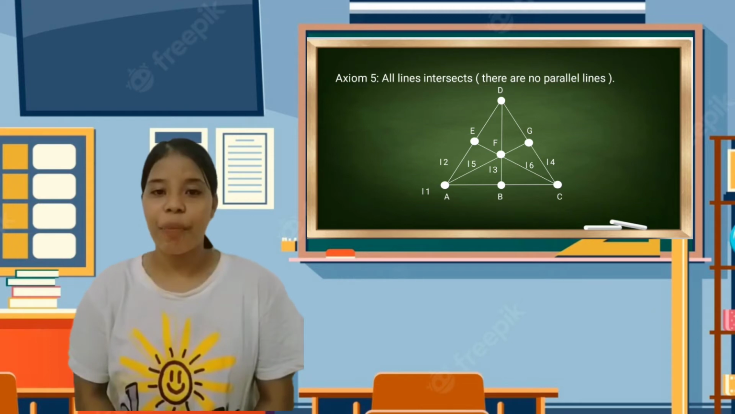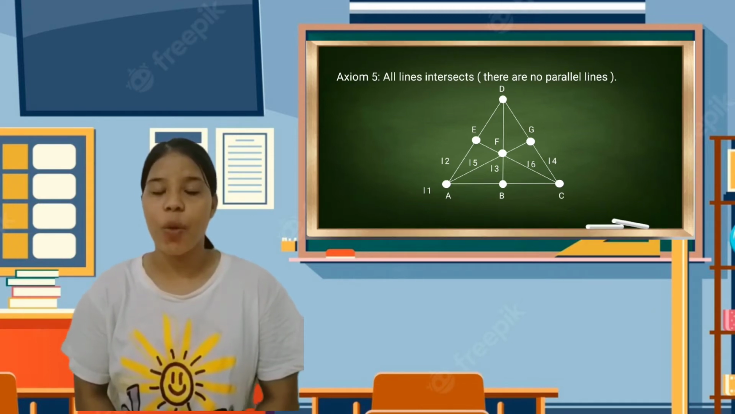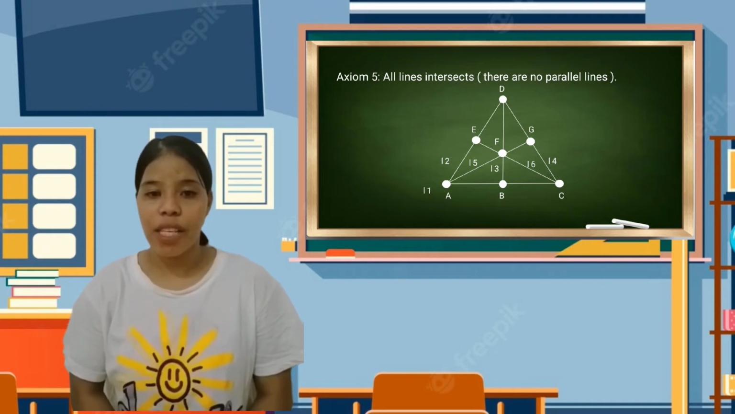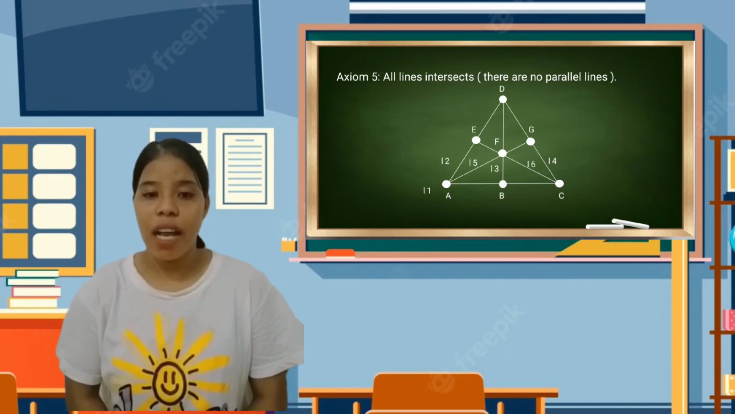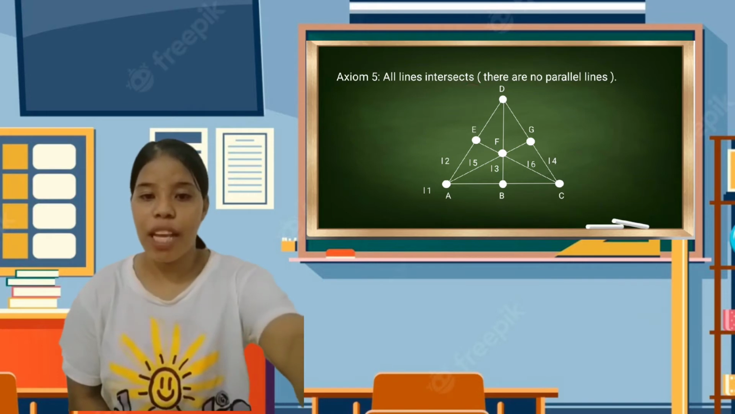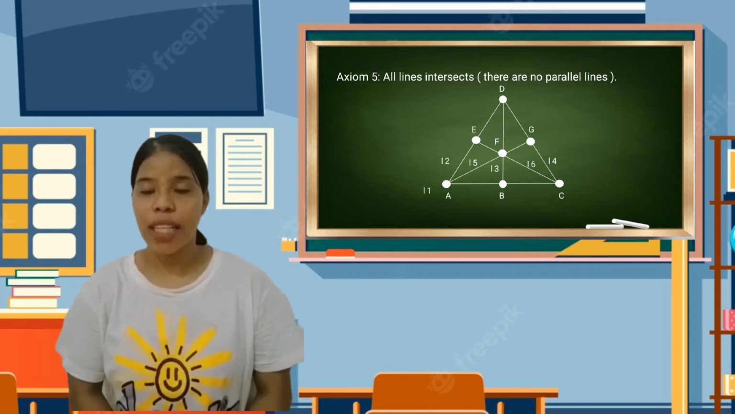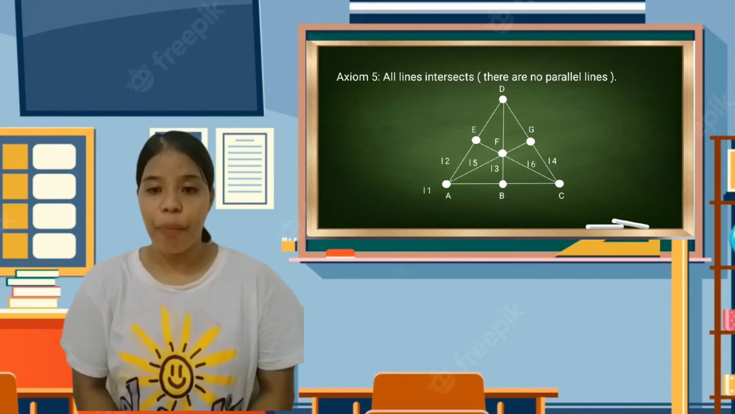So in axiom 5, all lines intersect. There are no parallel lines. In axiom 5, there is no line that does not intersect. As you can see, line 1 and line 2, the intersection is point E, and line 6 and line 4, the intersection is point C. Line 2 and line 4, the intersection is point D. So as you can see, there really are no parallel lines, because all of them intersect.